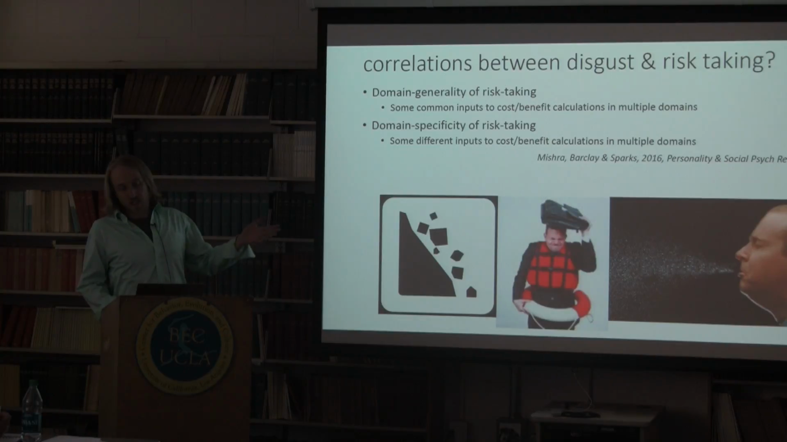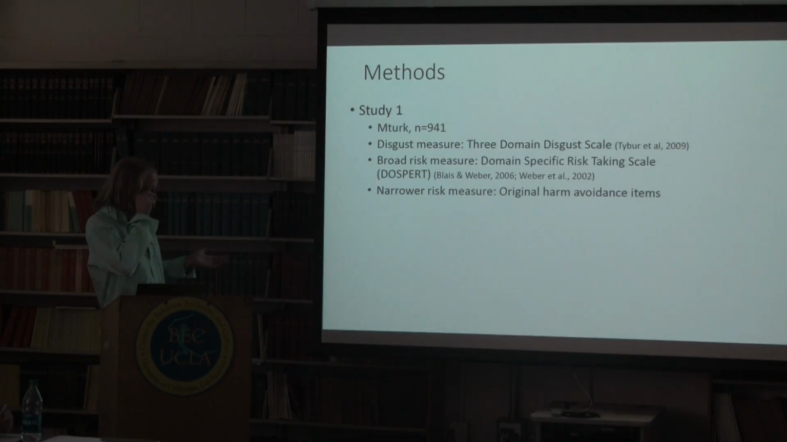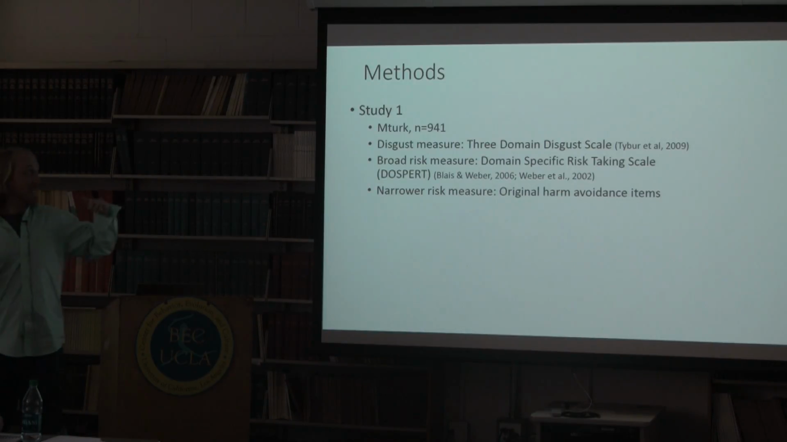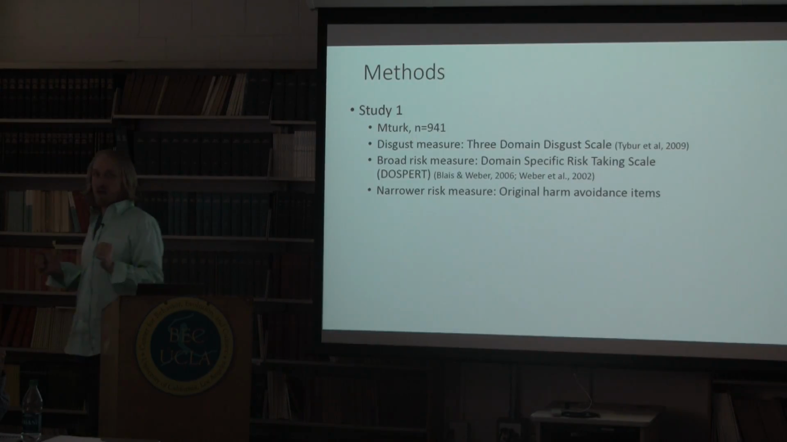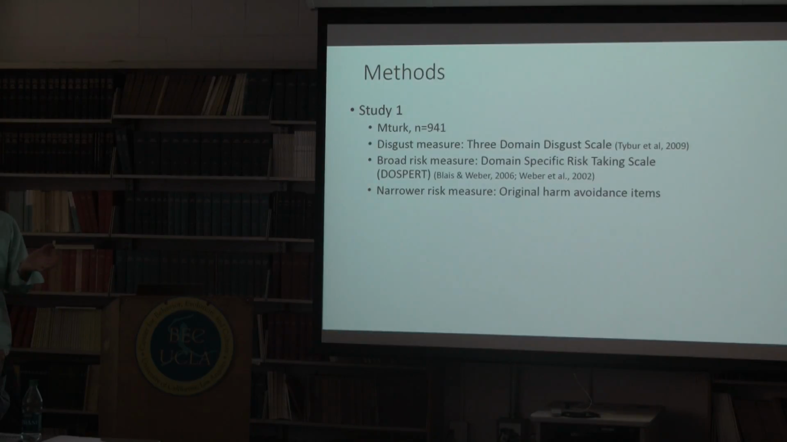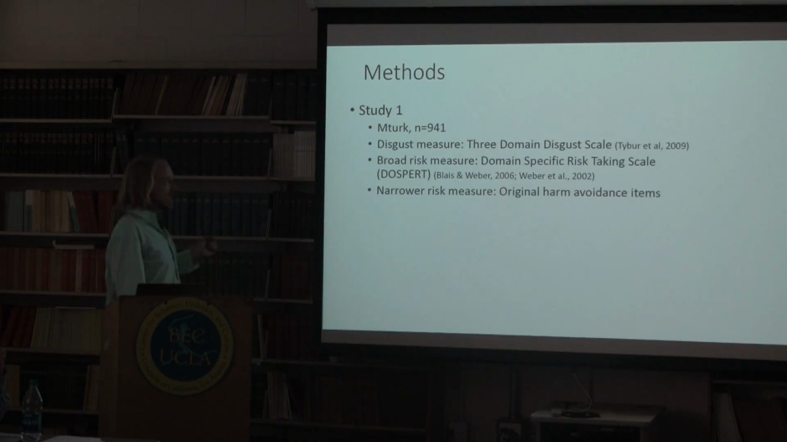So I just covered this. The people who are afraid of pathogens are the people who are risk-averse in a lot of other domains, is the general prediction here, and it's a fairly simple empirical question to go after. Big sample MTurk study, do a disgust measure that samples all three domains of disgust, do a very broad risk measure, this domain-specific risk-taking scale that I talked about. Even if we're not thrilled with the way they carve up domains, it is a whole bunch of different risky things, so you're sampling from the whole risk package. And we throw in a narrower risk measure.